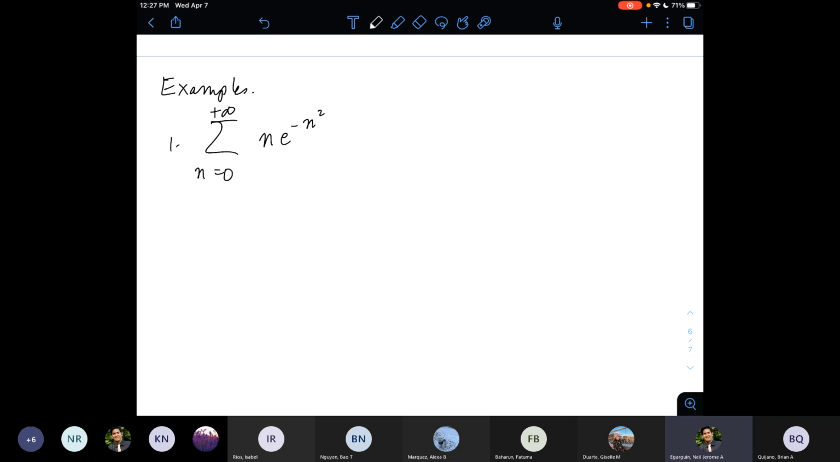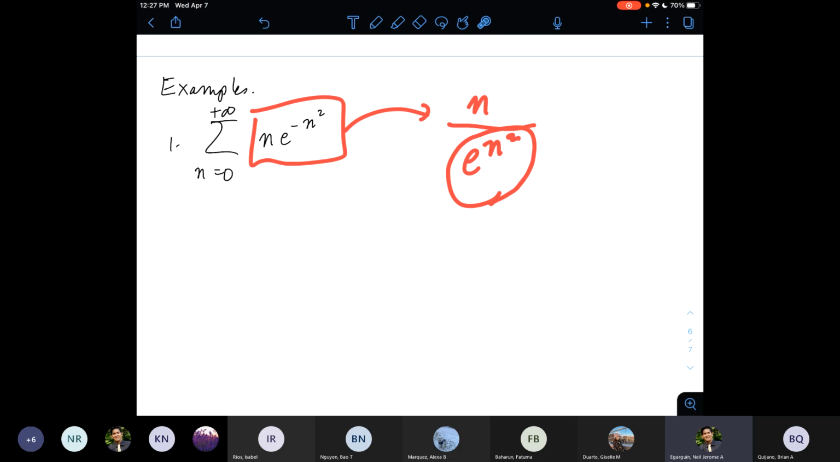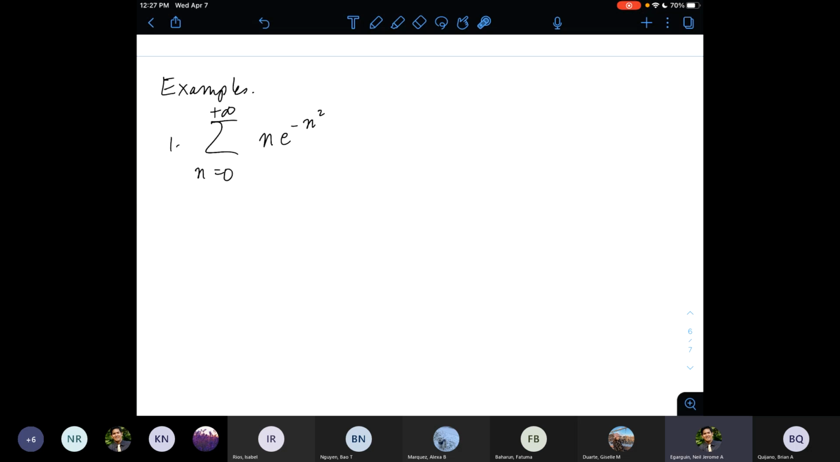Now, as I mentioned, you can always start by trying to use the basic test for divergence. If you do that, you can rewrite it as n over e to the n squared. And you see that the denominator grows a lot faster than the numerator because it's exponential. The numerator is just linear. So this will go to 0. So the basic test for divergence won't apply because the limit of a_n is equal to 0. So we need to try another test.